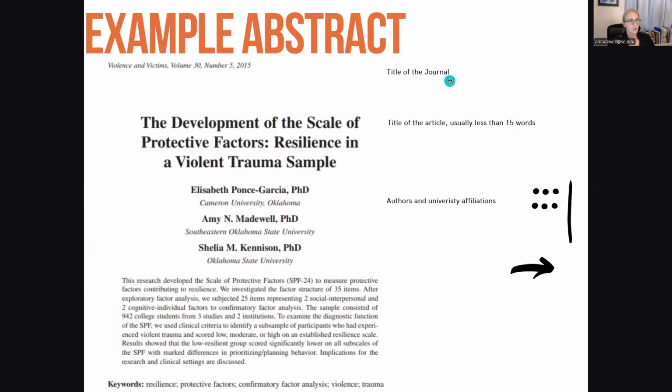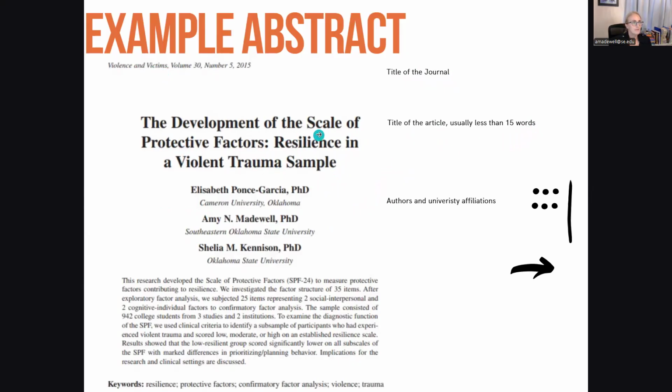First off, on that first title page, when you see an abstract in a journal, you're going to see the name of the journal. So this is published in Violence and Victims. There's a title of the article. Usually when you write a title, it needs to be around 15 words or less. Each conference, each journal will have different criteria, so you always want to check that.